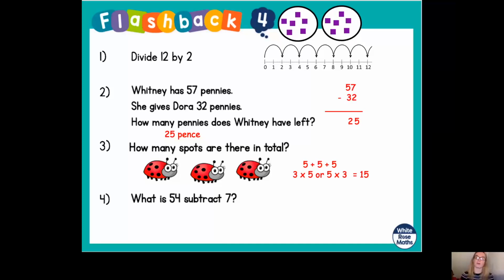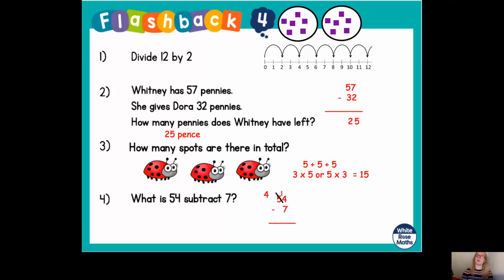Okay, number 4. What is 54 subtract 7? Okay, so let's use our column subtraction. Let's start with the ones. 4 subtract 7. Oh, we've got a problem here. So what do we need to do? Yes, we need to exchange. So we cross out one of our 10s and take it away from the 10s. And then what do we do with that 10 that we've taken away from the 10s? Yes, we exchange it to the ones.